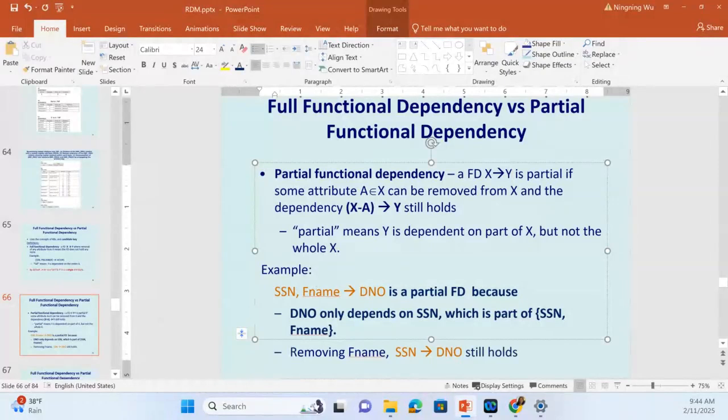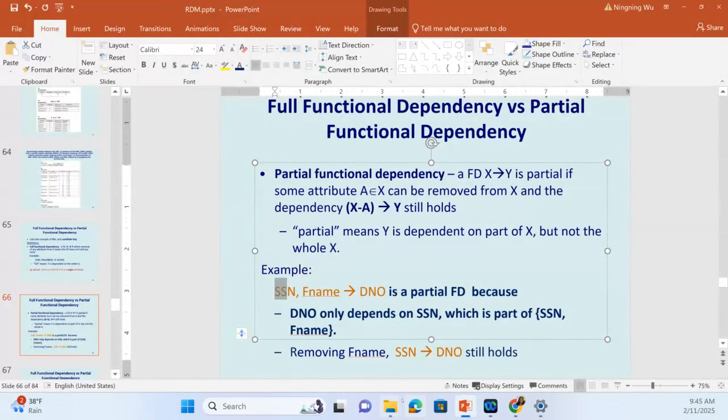Here is one example: SSN, F name determines DNO. This is a functional dependency, and we have multiple attributes on the left. Since SSN determines DNO is a valid functional dependency.